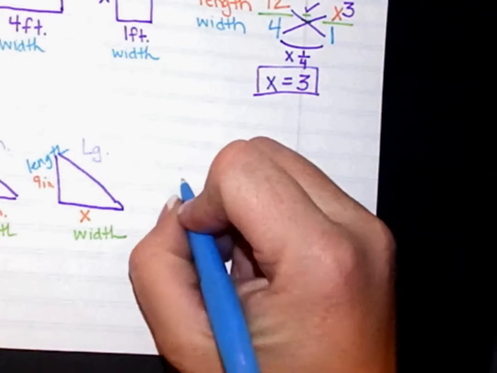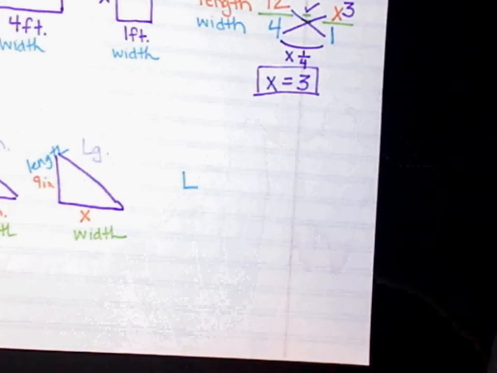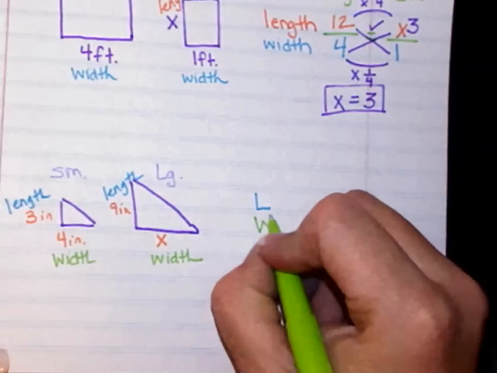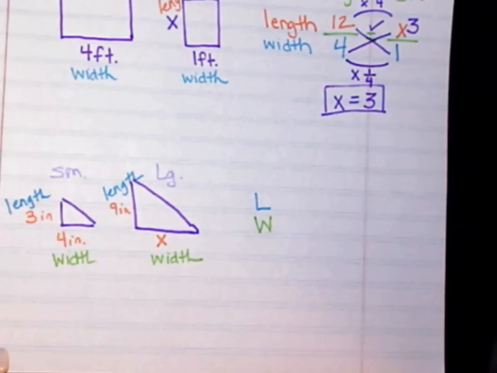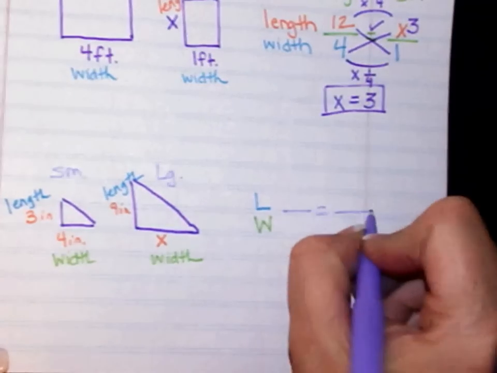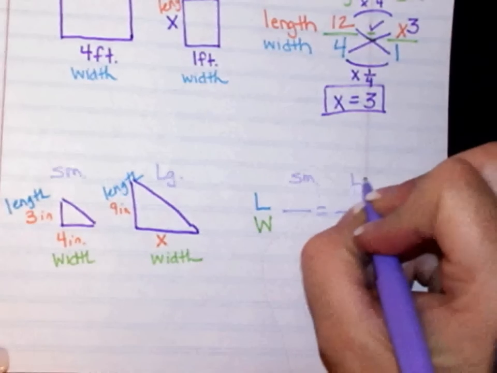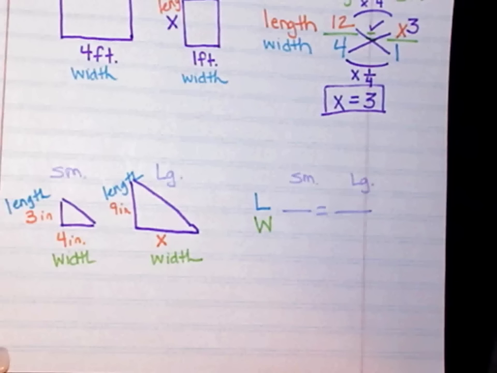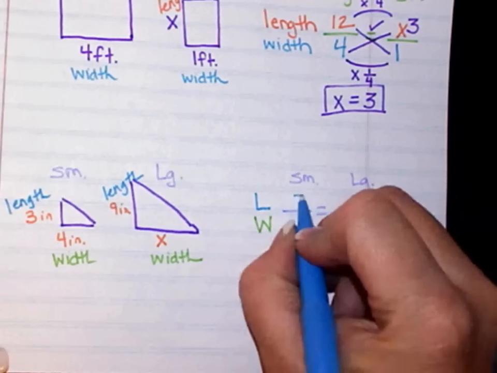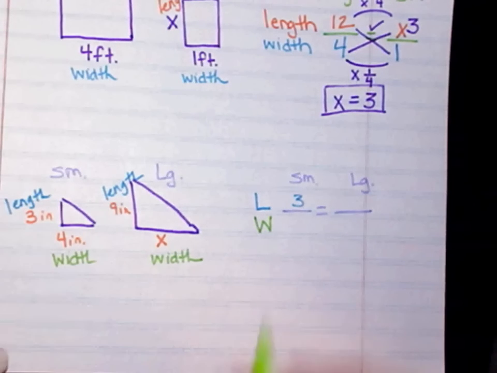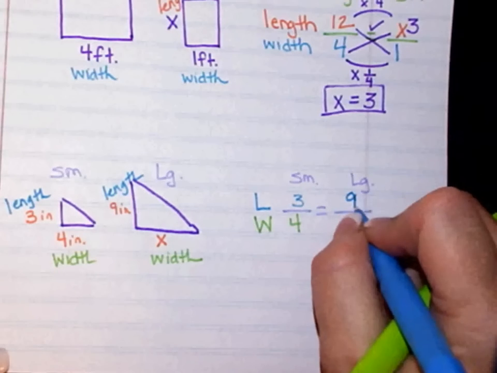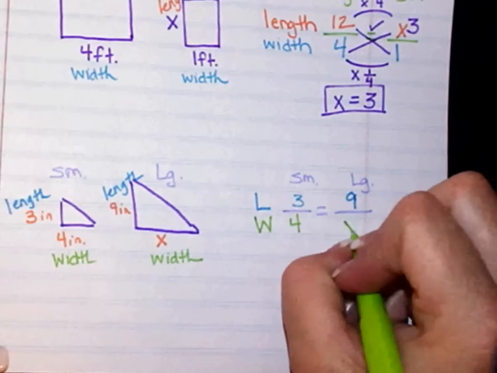I'm going to label, and this time I'm just going to use an L since you know what that now stands for, and a W. And set up my proportions. And we're going from small to large. So for length on my small, I have 3. My width is 4. My large length is 9. My large width is my unknown.